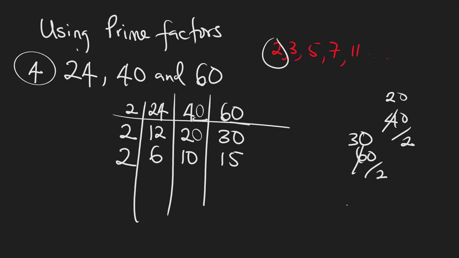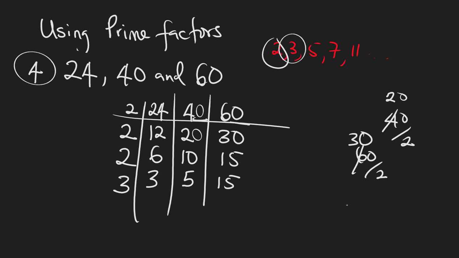Can 2 still go? Yes. So you keep on using 2 until you get a set of numbers that 2 will not divide, then you move to the next one. 6 divided by 2 is 3, 10 divided by 2 is 5, and 15 divided by 2 is not possible, so you write down your 15 back. You can see that there's no number that 2 can go into. So we move to the next number, which is 3.